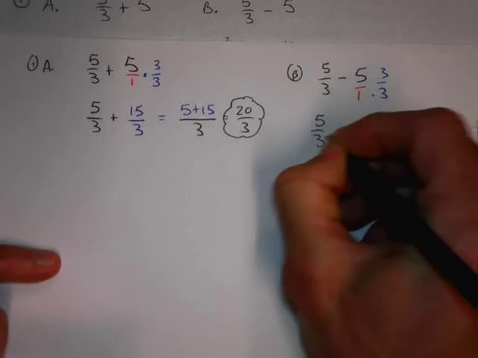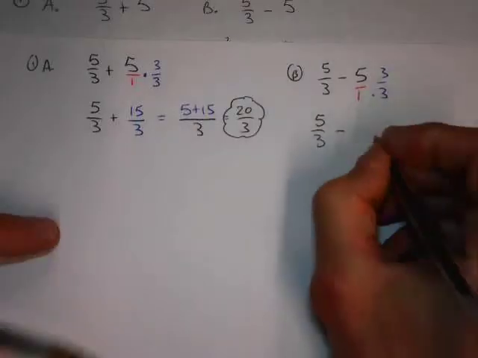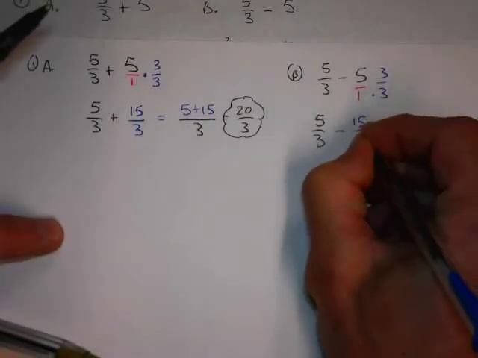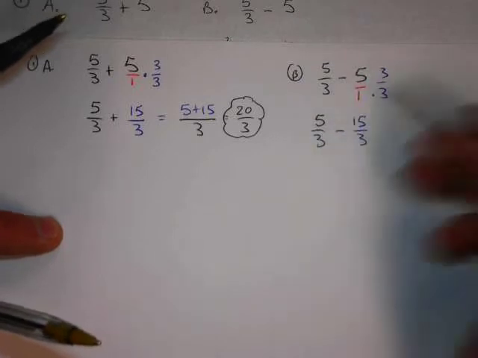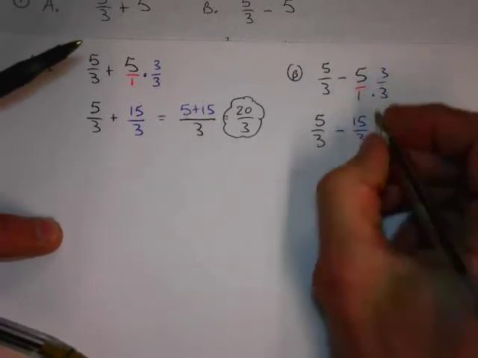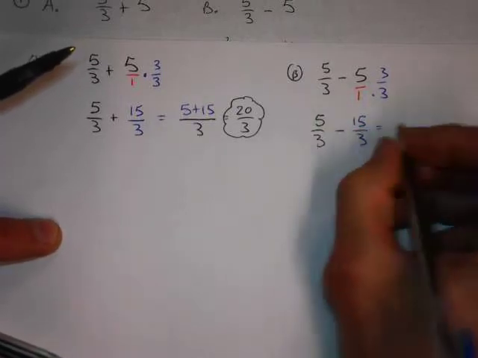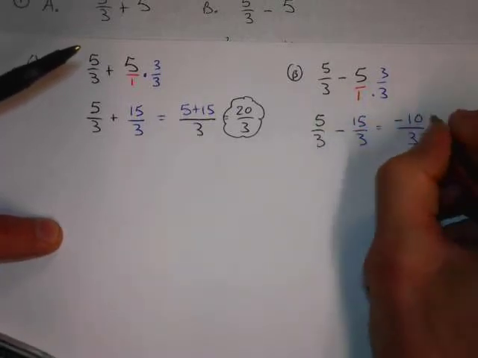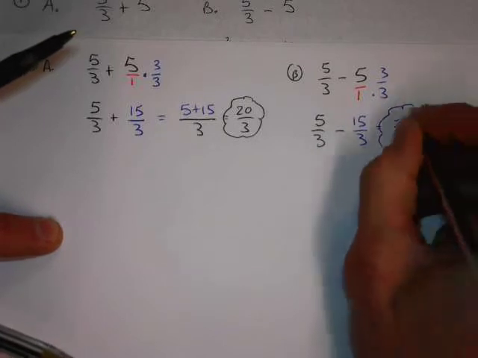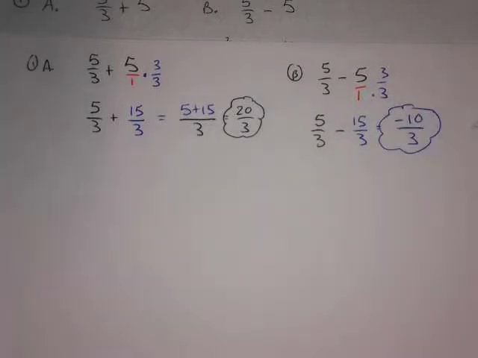So I'd have 5 over 3's minus 15 over 3's. And again, I have not changed the value of 5. It's still 15 over 3. The value is still the same. And then I can finally operate with the same unit of measure. Now 5 minus 15, of course, is negative 10. So if I were to add those two expressions, I would have 20 over 3. If I were to subtract those two expressions, I would have negative 10 over 3.